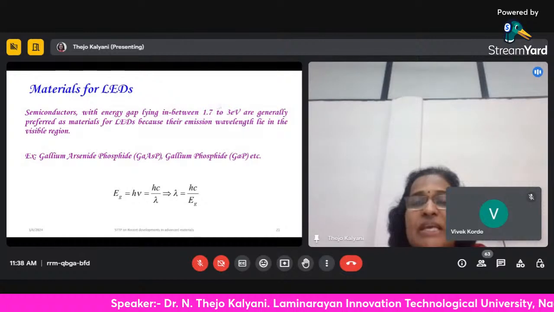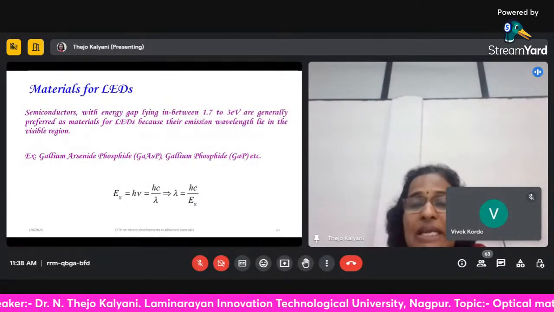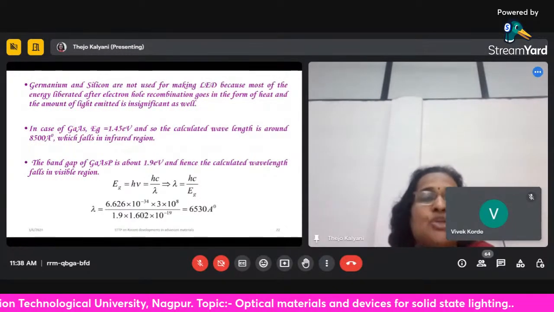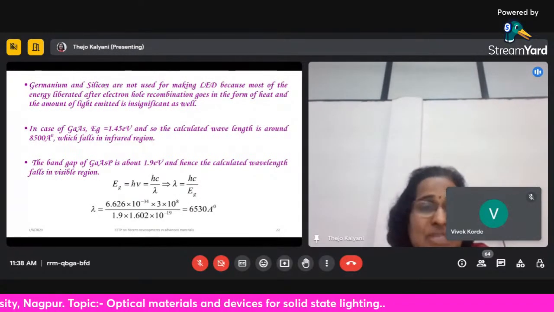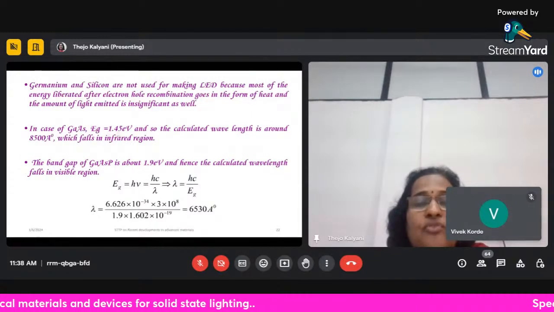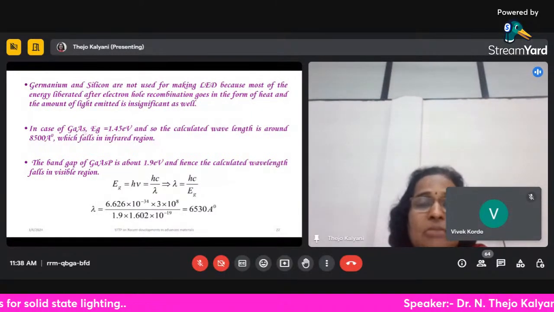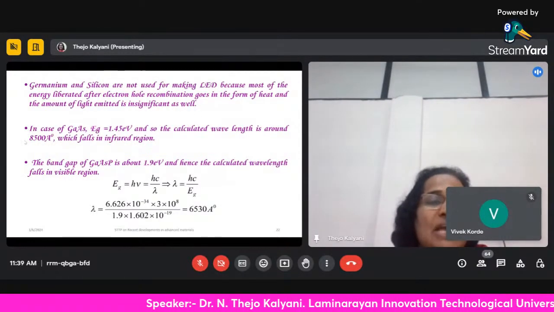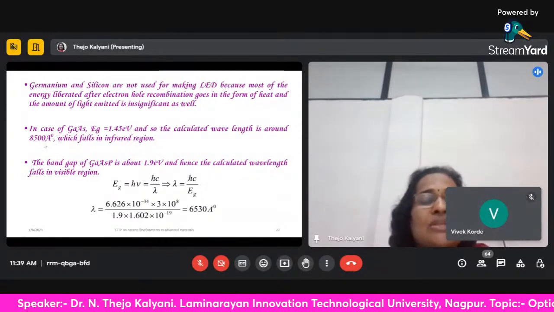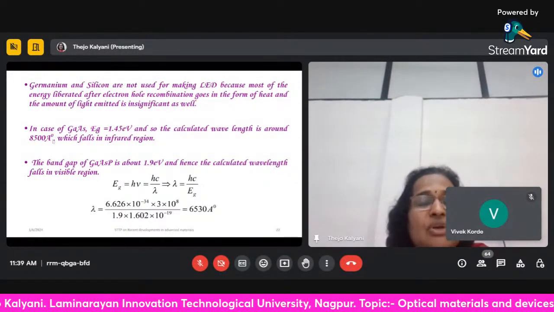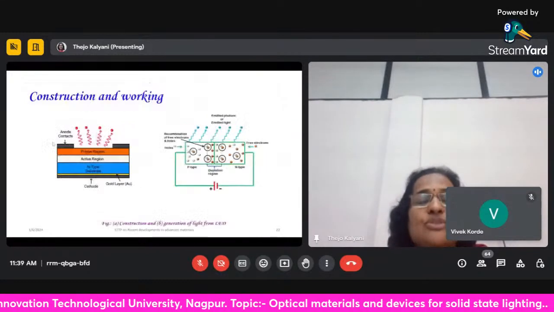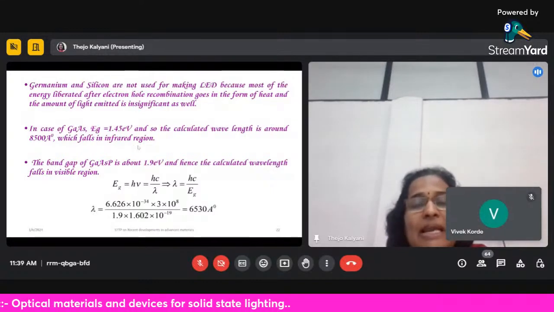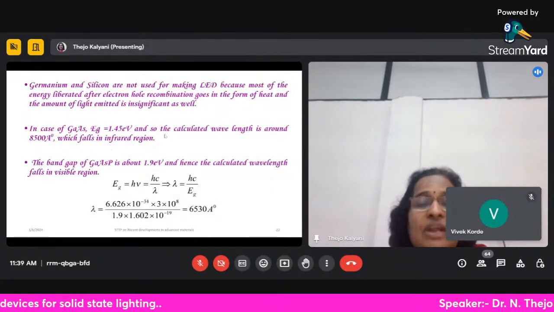Here, specifically, I'm saying that the LEDs are going to emit light only if their energy gap lies between 1.7 to 3 electron volts. Let us try to understand this better. If you consider germanium and silicon, the energy gaps are less. Even if you consider a 1.45 electron volt energy gap material, which is gallium arsenide, and you calculate its wavelength, it is going to emit light whose wavelength is around 8,500 angstroms. This is not going to fall in the visible region, and hence we will not be able to see the light if we use a semiconductor of this energy gap. It will be emitting radiation in the infrared region.